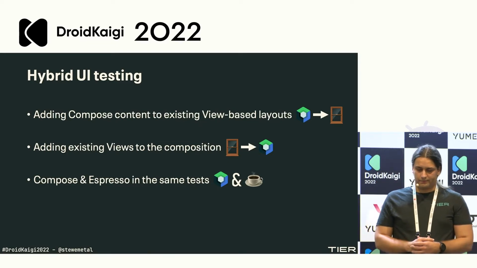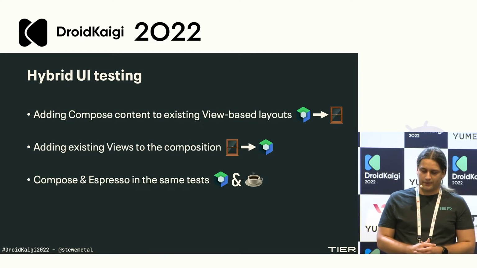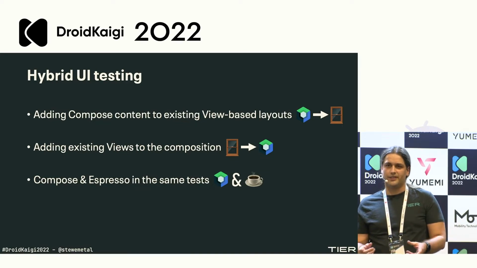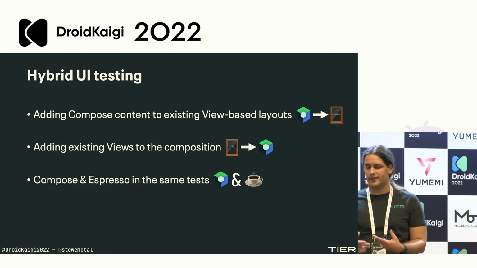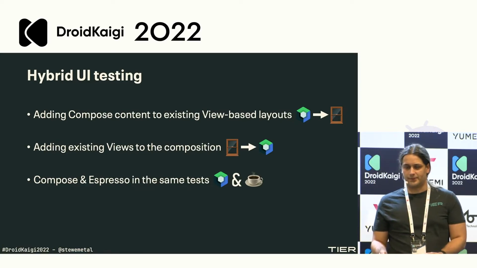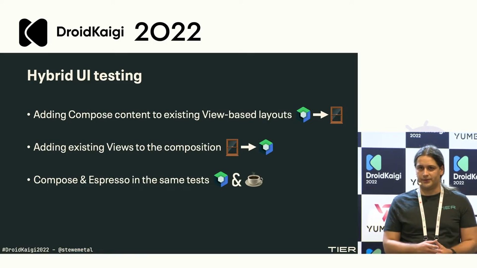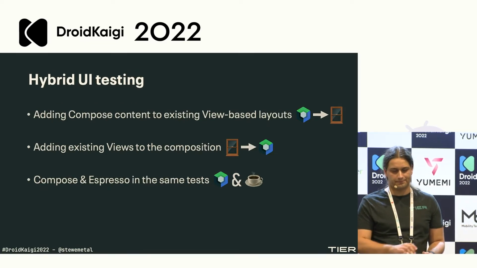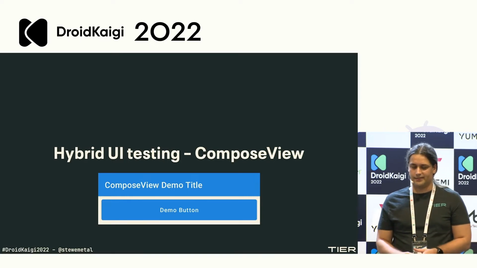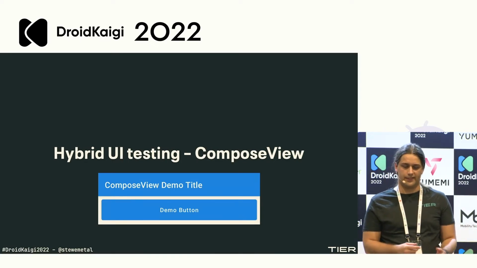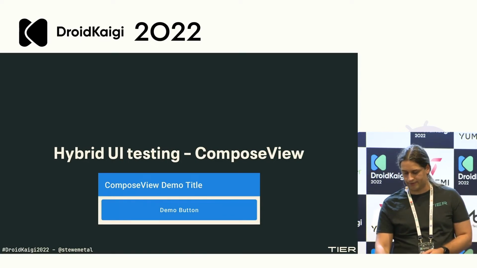Okay, of course, this spawns the question that, now we see how we can test Compose, and we know how to test Android views because we have Espresso, but how can we combine those two into one? So let's see some examples. The first way that we will see is using a ComposeView in an Android layout, in an Android view layout.